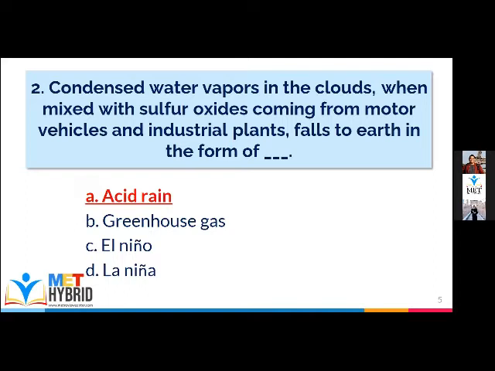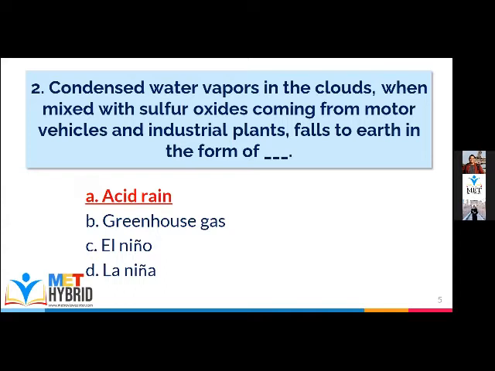So all of these emissions, the sulfur oxides coming from our industrial plants and vehicles and other sources of pollutants, when these emissions mix with the condensed water vapor in our clouds, that's the time we form sulfuric acid. And this sulfuric acid would be diluted in the condensed water vapor also, and it will fall to the earth in the form of acid rain. So basically, that's the principle behind the creation of acid rain. So acid rain is polluted rainwater eventually.